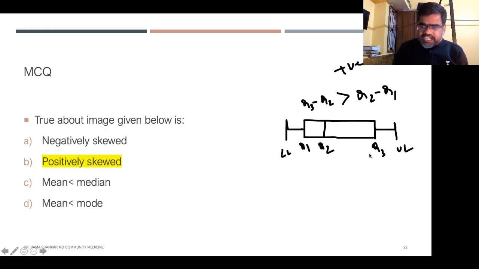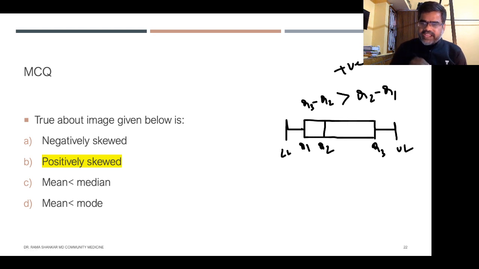Now how to interpret this? As I said, this is the lower limit, this is the upper limit. You have Q1, quartile 1, then Q2, which should be here but is slightly shifted, and Q3 here. Based on this, Q3 minus Q2 is definitely greater than Q2 minus Q1. Once you get this type of question where you have to interpret a box and whisker plot, just see this line. Ideally it should be here, in the middle, but it is shifted to this side. So Q3 minus Q2 is obviously greater than Q2 minus Q1. When you get this, it becomes positively skewed.